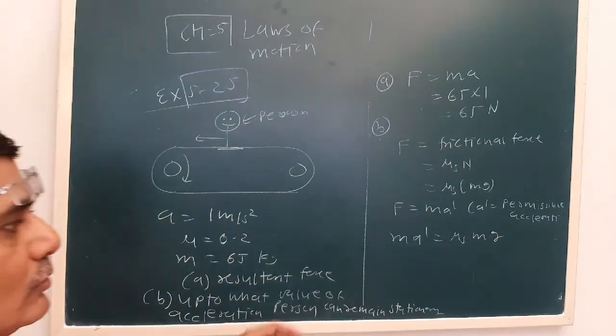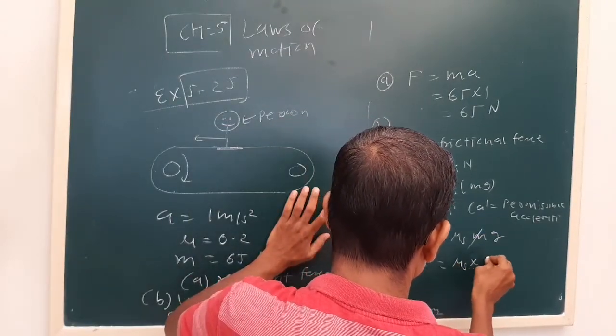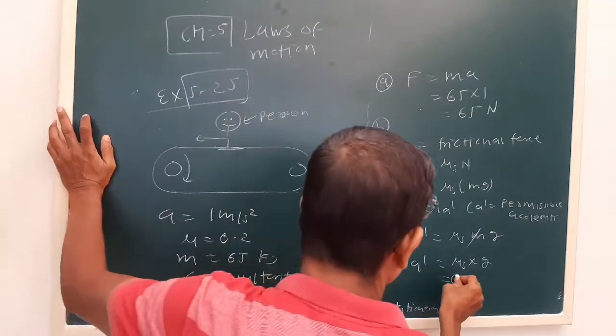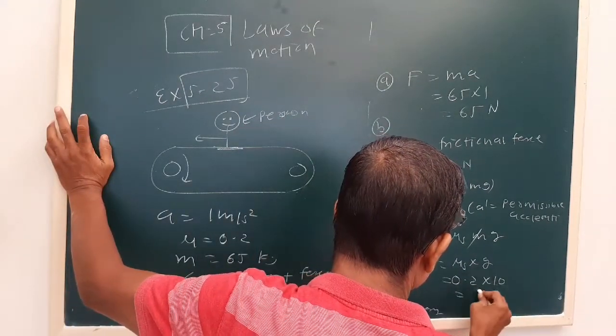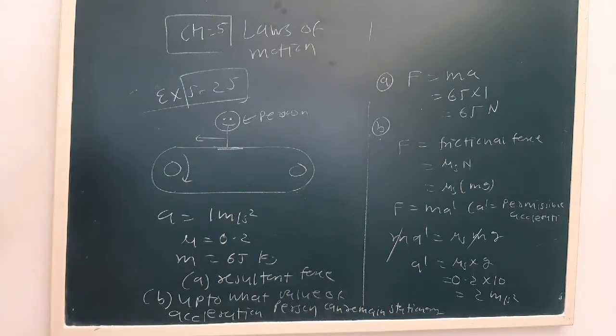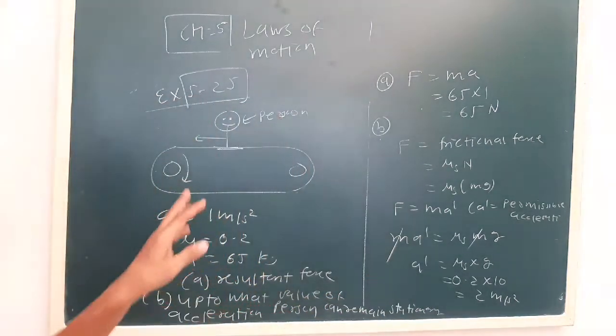Now a dash is equal to mu s into g. Now mu s is 0.2, g is, let us say, 10, then 2 meter per second square. So this is the maximum permissible acceleration up to which the person will remain stationary.